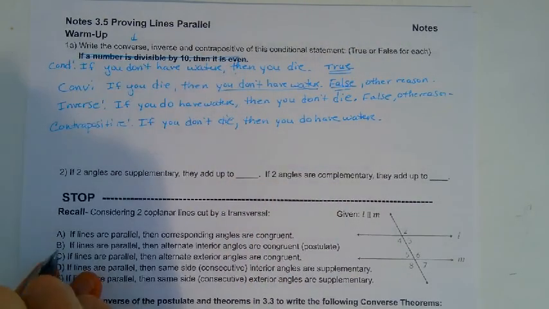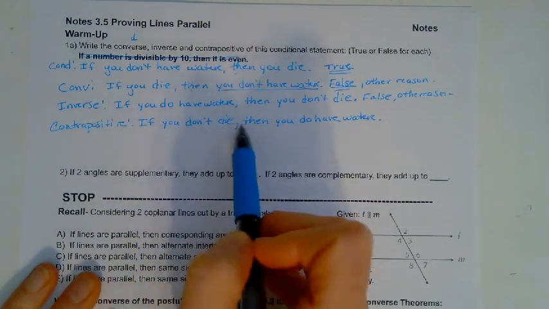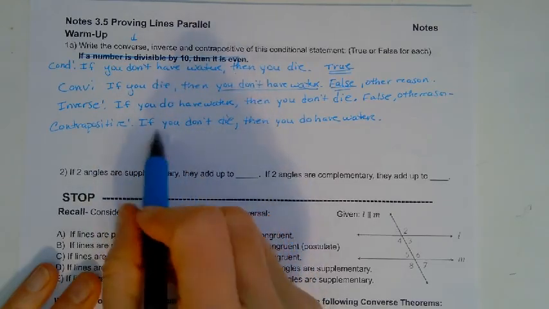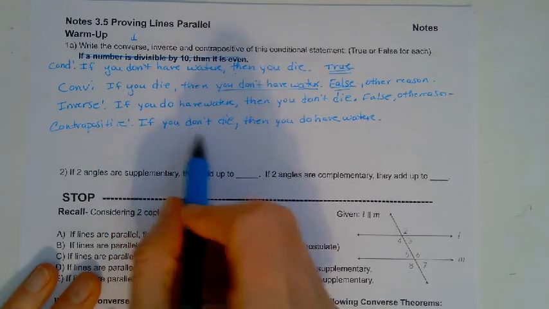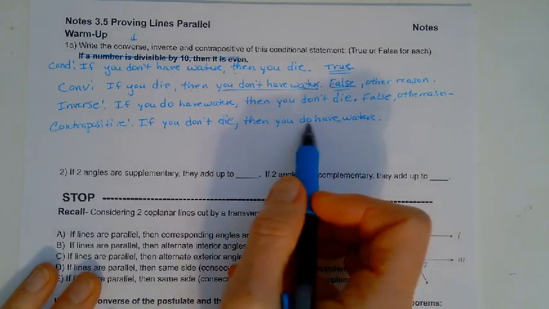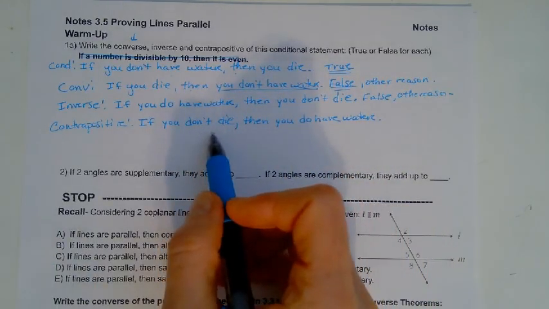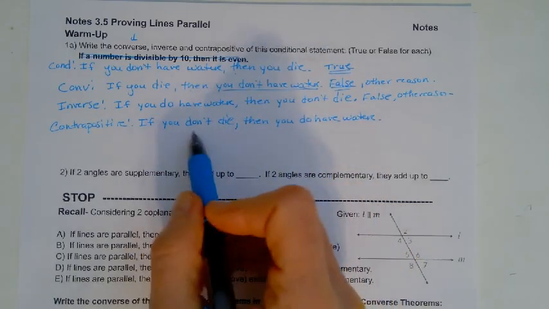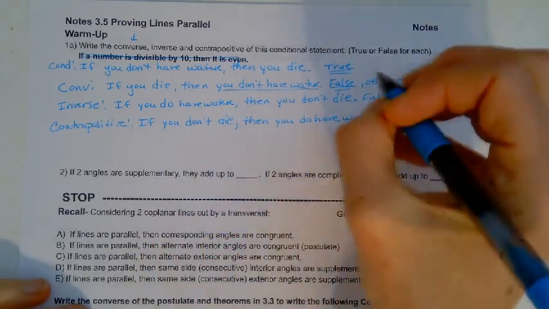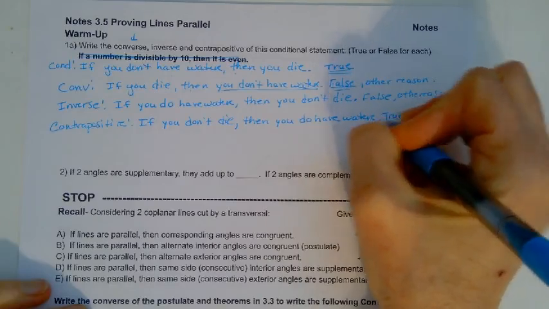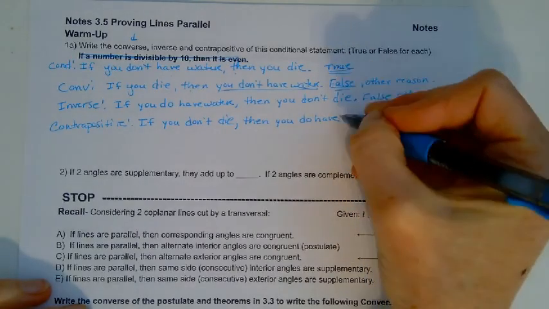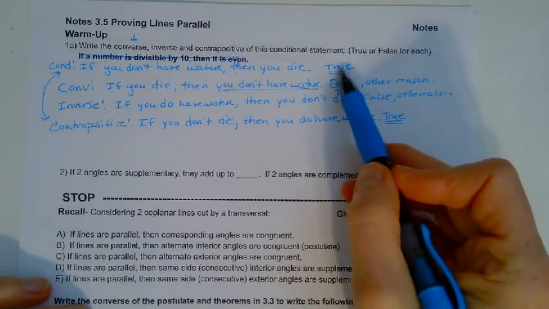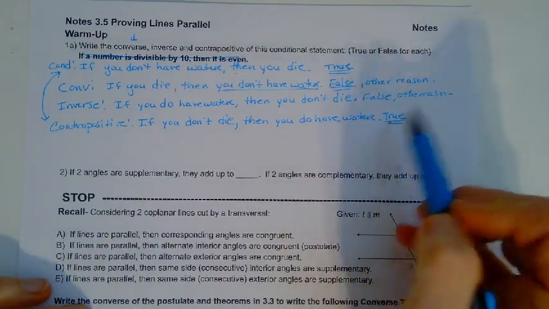Okay, so contrapositive. If you don't die, then you do have water. So if you don't die, I live, then I must have some water, right? Because if I didn't die, then I had to have some water. Because if I don't have water, I'm going to die. So if I don't die, then I must have some water. This is true. And remember, the conditional and its contrapositive always have the same truth value. So if this was true, then the contrapositive is also true.